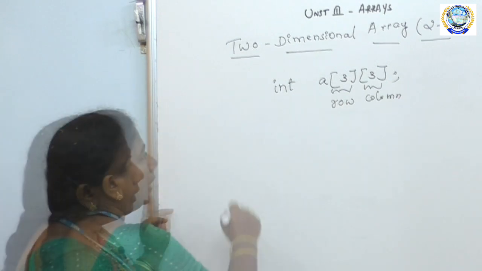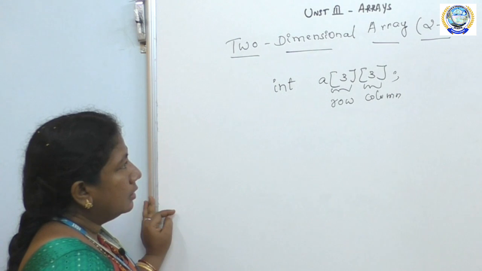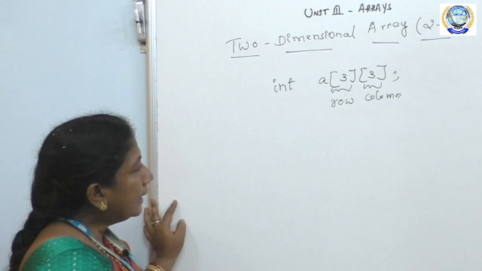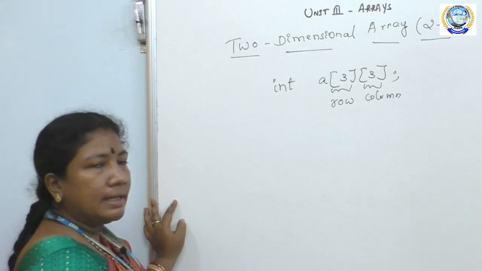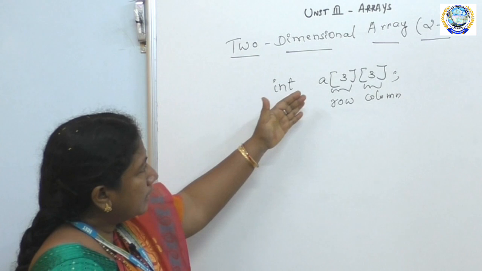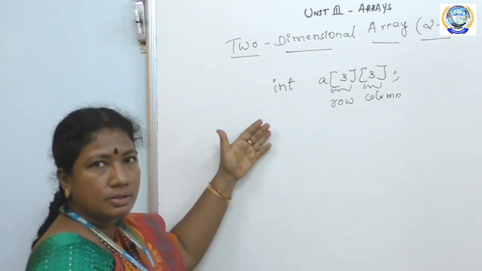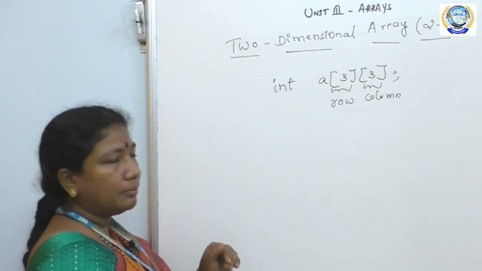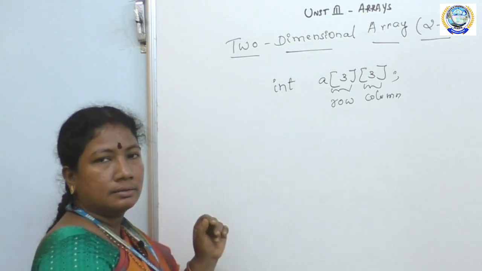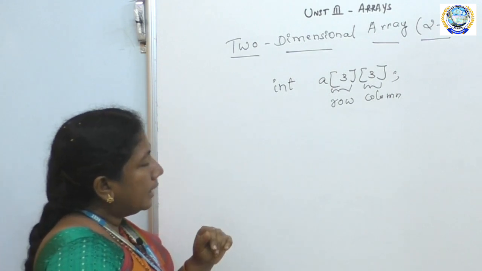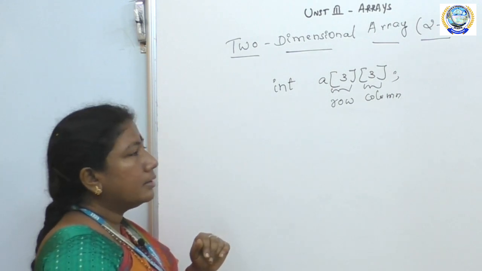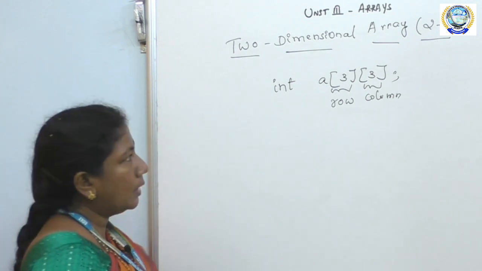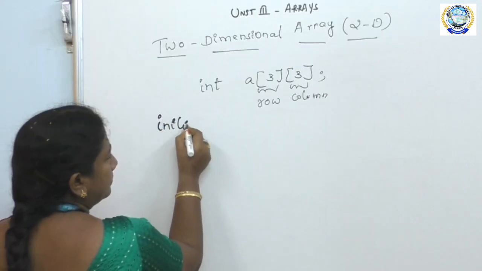Next, the declaration of the array itself does not store any values. By declaring this array, it only reserves the space for these elements. It will not store any values. So, in order to store the values, we have to again initialize the array at the time of declaration or read the elements by using some input statements. Initialization.